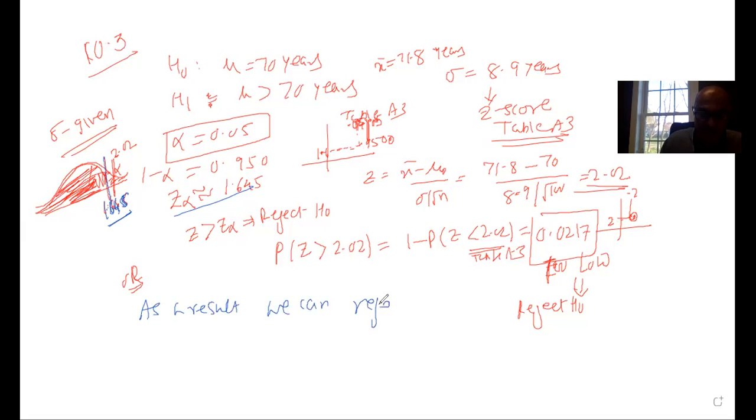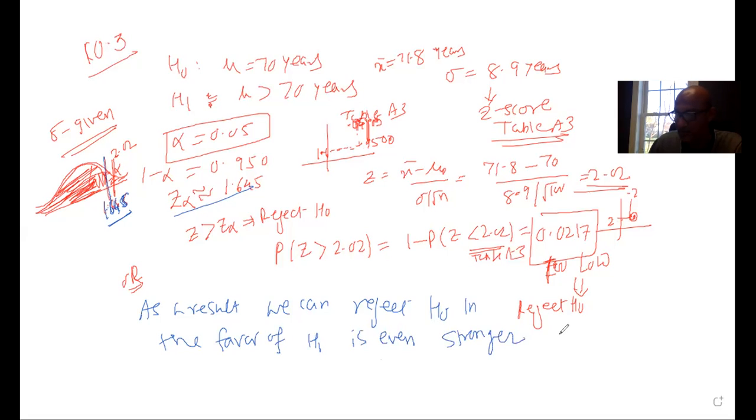we can reject H0 in favor of H1. As a result, the evidence in favor of H1 is even stronger than that suggested by the 0.05 level of significance.